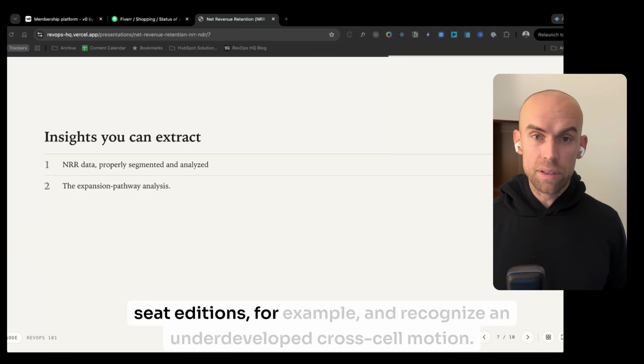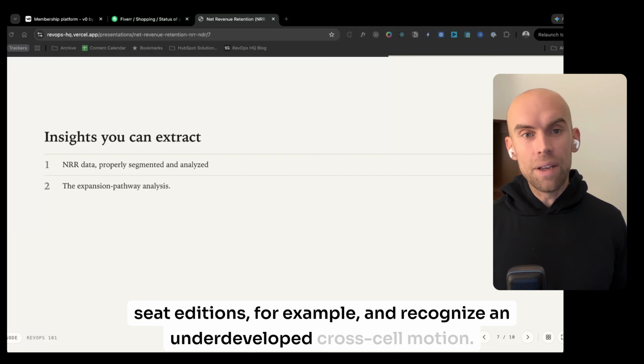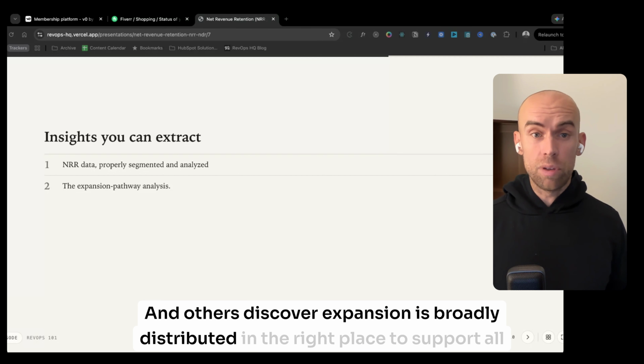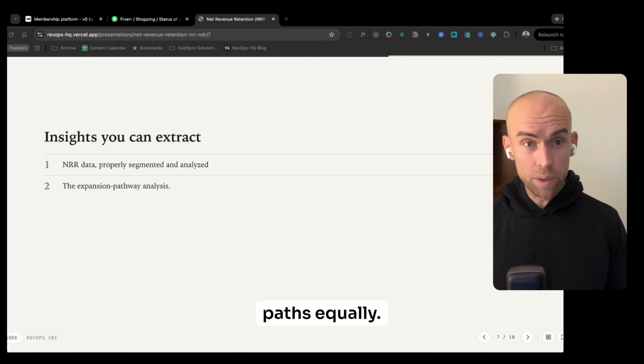Typically seat additions, for example, and recognize an underdeveloped cross-sell motion. And others discover expansion is broadly distributed in the right place to support all paths equally.